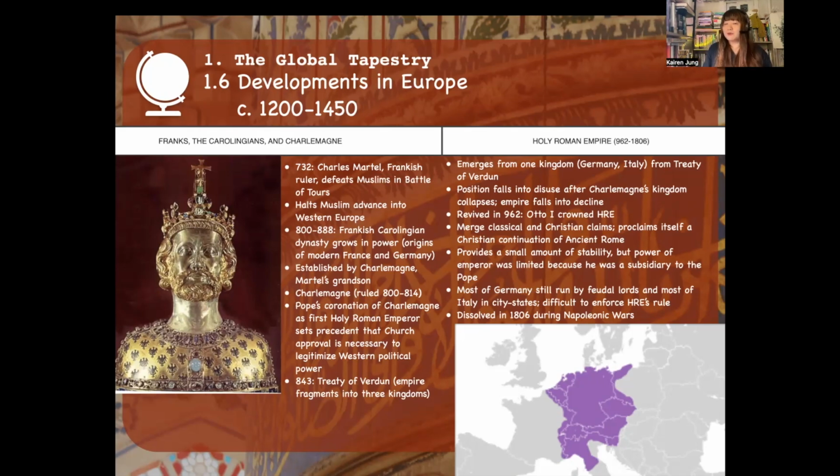This provided a small amount of stability, but the power of the emperor was limited because he was subsidiary to the pope, right? Everything was below the papal rule. And most of Germany still was run by feudal lords at this time, and most of Italy was divided into city-states. It was difficult to enforce the Holy Roman Emperor's rule. Eventually, it was dissolved in 1806, during the Napoleonic Wars, but it held on for a very long time.